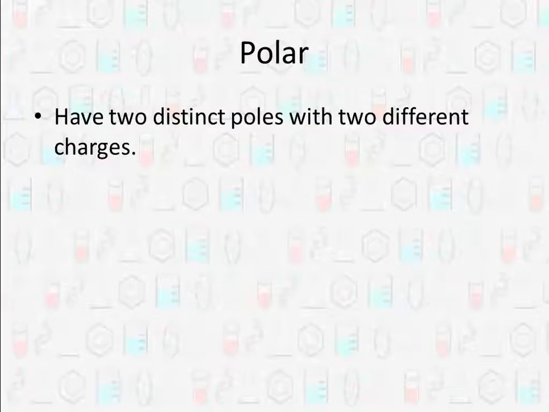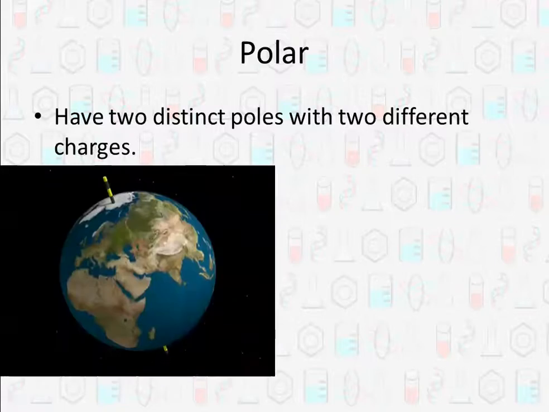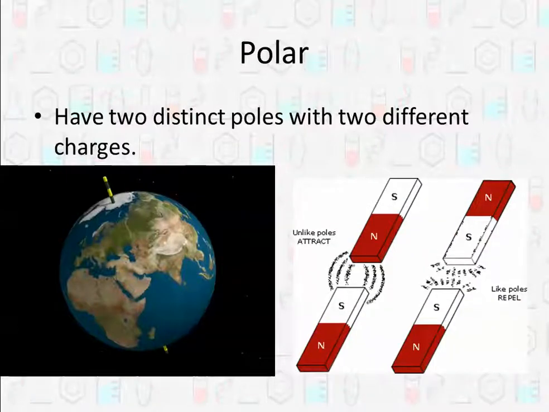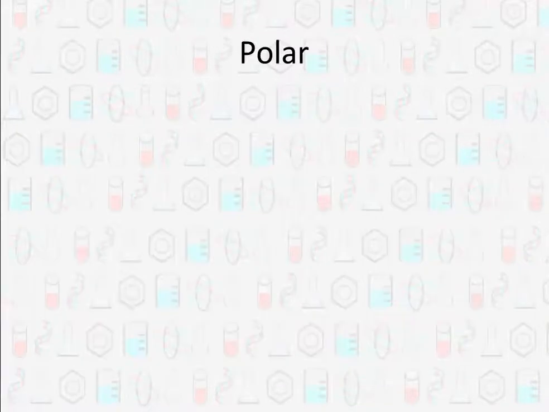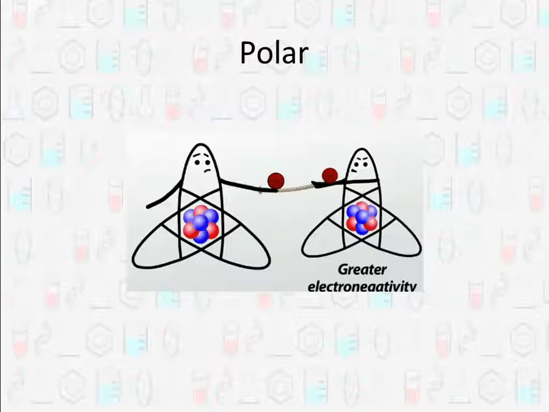So polar bonds have two distinct poles with two different charges. You can think of that a lot like the planet Earth. The planet Earth has a north pole and a south pole, also magnetic poles, a north magnetic pole and a south magnetic pole. So it has two different charges, two different poles, same as magnets. We call the north and south parts of a magnet their poles. Magnets have two different charges on each side: one side has one charge, one side has the opposite charge. And that's the way it works with a polar covalent bond.